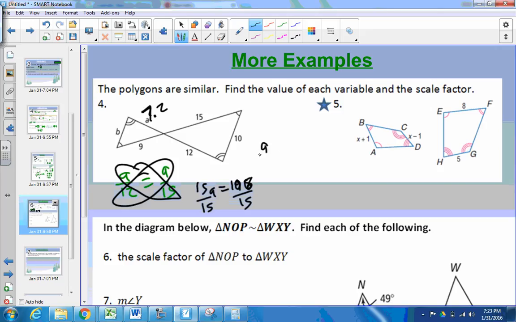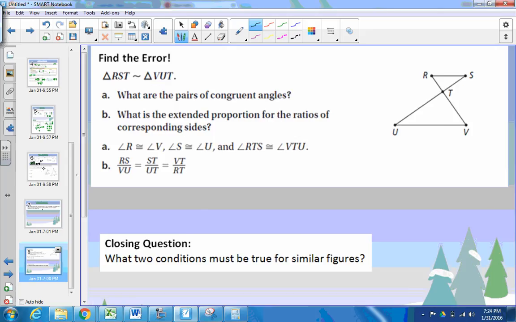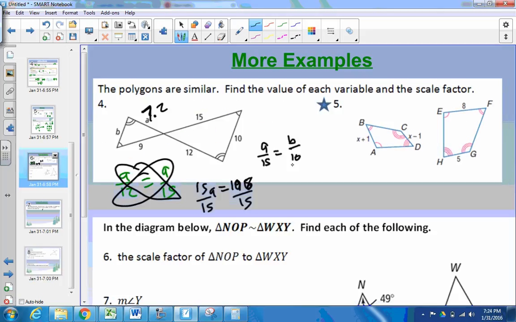With b, we'd have to do the same thing. We can use 9 over 15 again, equals, actually, it'd be b over 10. Sorry. We do cross products, we'd have 15b equals 90. Divide both sides by 15, so b equals 6. So we got the missing parts there. And the scale factor there is 9 to 15, which would reduce to 3/5.